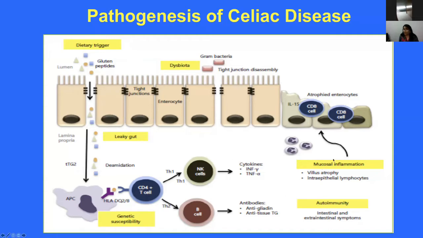This in turn leads to collection of intraepithelial cells. Here interferon and interleukin 15 act. In the other arm, the B cell response is in the form of anti-gliadin and anti-tissue transglutaminase antibodies, which leads to autoimmunity, and thereby intestinal and extra-intestinal symptoms appear. These are the antibodies which we test in serum, which helps in the serological diagnosis of celiac disease.